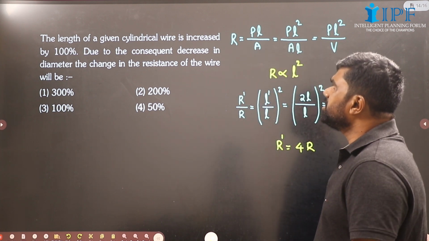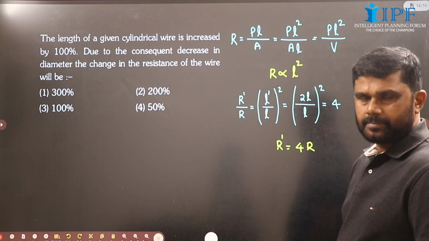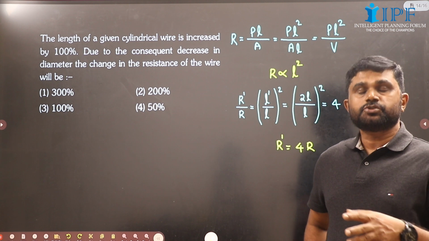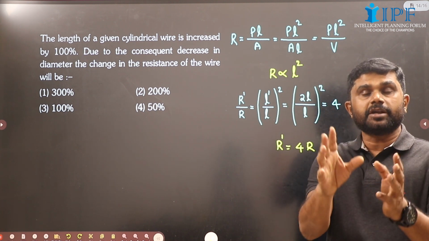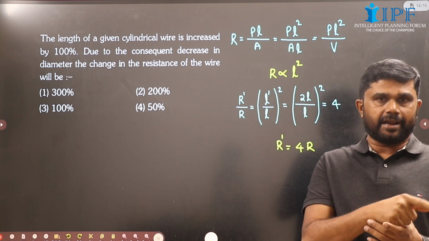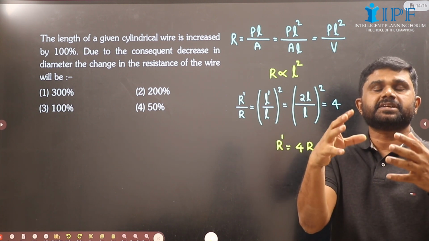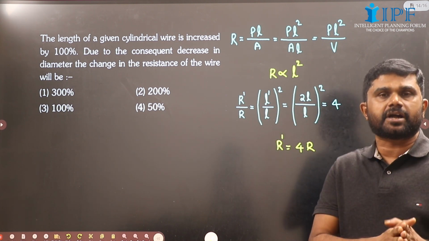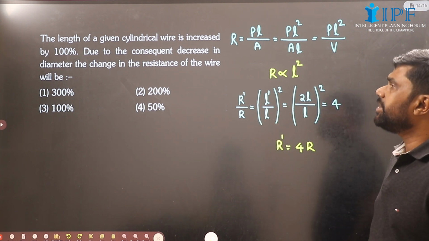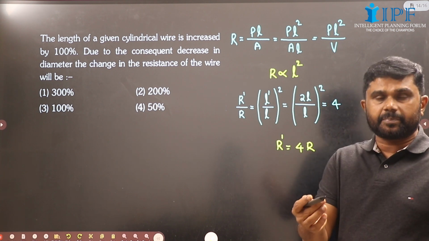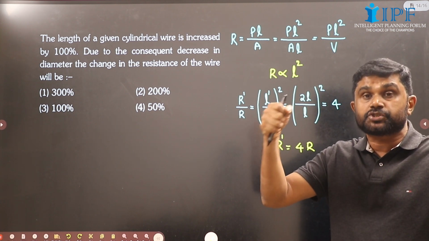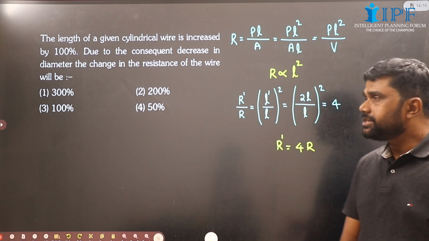If the length of a given cylindrical wire is increased by 100%, see, original length is 100%, original resistance is 100%. So 100% length is 1L, 200% is 2L, 150% is 1.5L, 80% is 0.8L, like that. Okay, percentage can be converted to a fraction by dividing by 100. A fraction can be converted to a percentage by multiplying by 100. Now see, we have length 100%, now it is increased by 100%, meaning it becomes 200%. Or a wire is stretched uniformly so that length becomes twice. Okay, meaning it is increased by 100%.